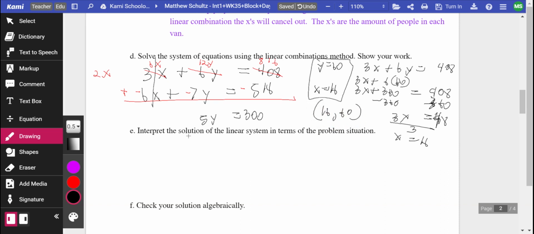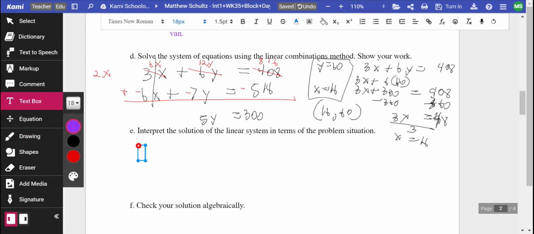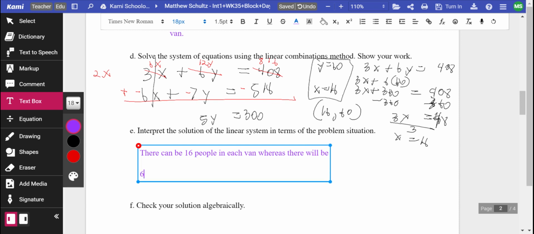Interpret the solution in terms of the problem situation. Well, I know that x is the amount of people who fit in the van. So there can be 16 people in each van, whereas there will be 60 people in each bus.